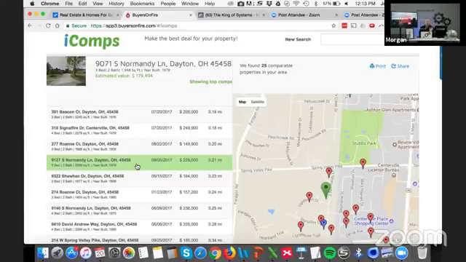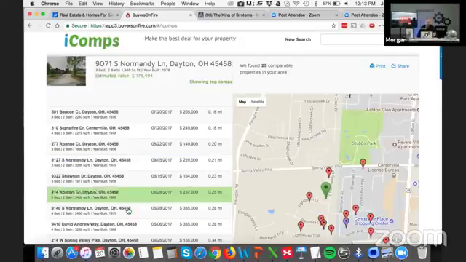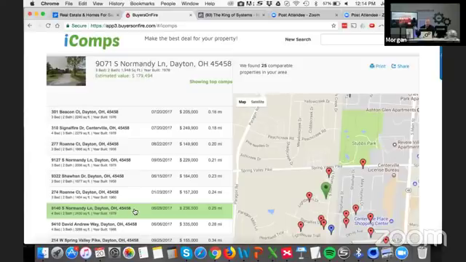It's right around the same time frame that my property was built at. So I know that this property is a great, phenomenal comp for my property, which is $229,000. Here's the other one on Normandy, 4-bed, 2-bath, 2,400 square foot, $236,000. So I pretty much know that my property is anywhere between the price range of $229,000 to, on the high side, maybe $240,000.